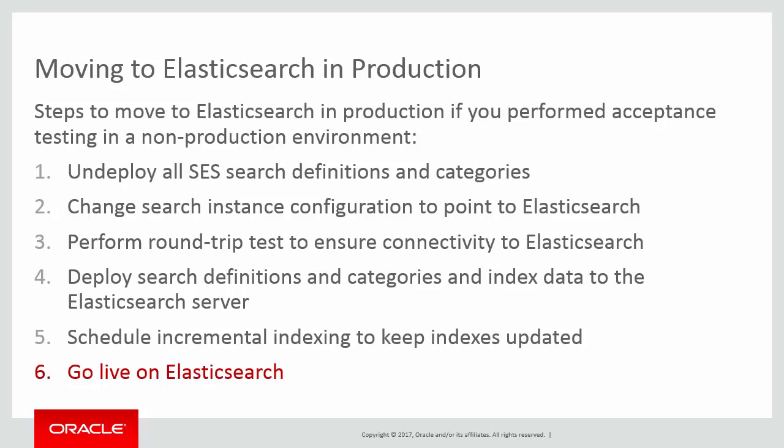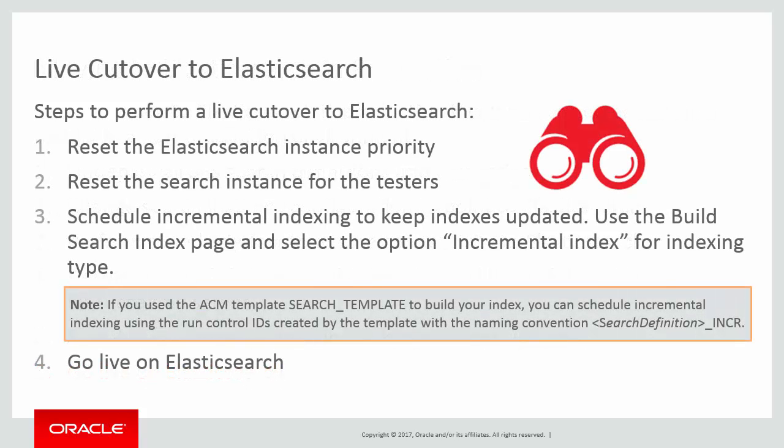Step 6 is to go live on Elasticsearch. If you prefer to perform a live cutover to Elasticsearch without taking down your production environment, you'll need to complete these steps for live cutover. First, reset the Elasticsearch instance priority. Use the Search Instance Administration page to reset the priority to 1.